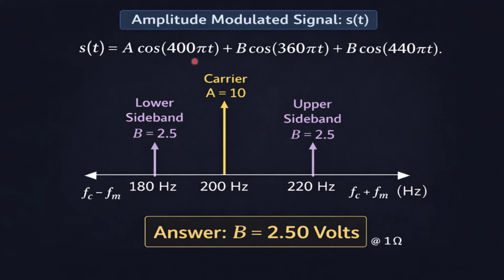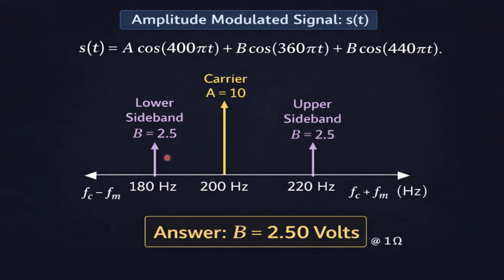So in the question, the modulated signal is given: s(t) = A cos 400πt + B cos 360πt + B cos 440πt. If you convert this to ωct, you will get the frequencies. First, the carrier frequency corresponds to 400π, which is 200 Hz. This term belongs to the message, and this one belongs to the message. So this belongs to the lower sideband and this belongs to the upper sideband.